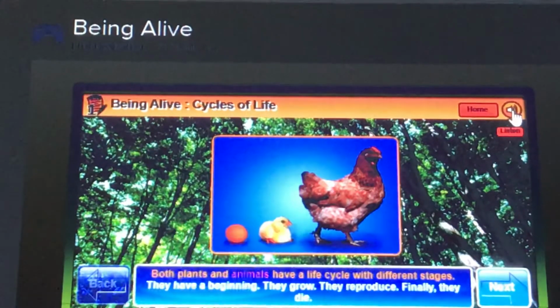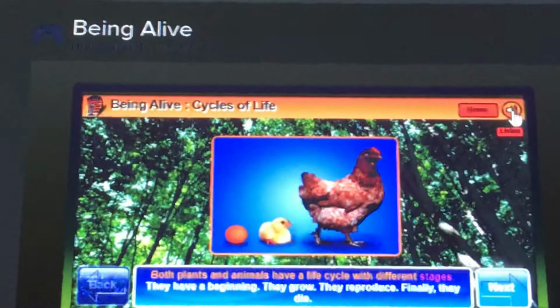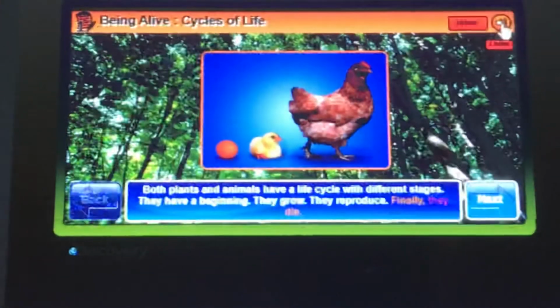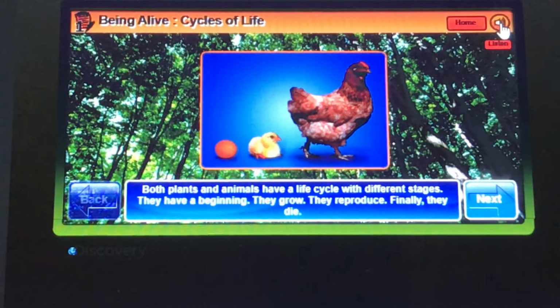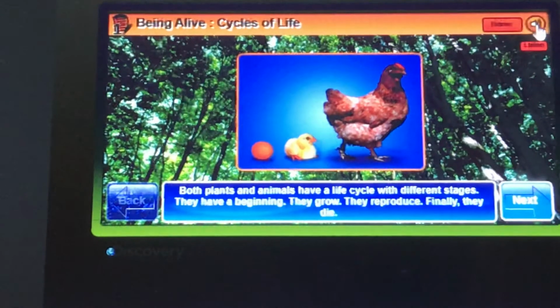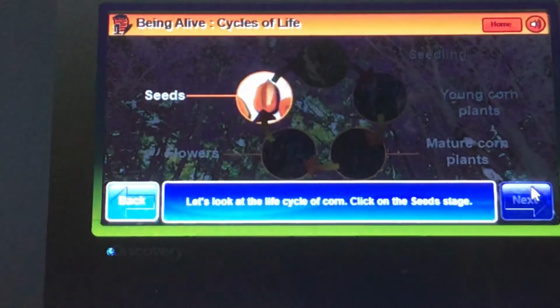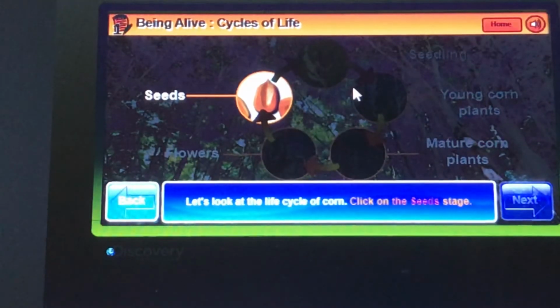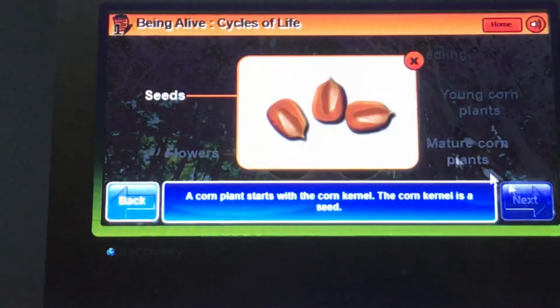Both plants and animals have a life cycle with different stages. They have a beginning, they grow, they reproduce, and finally, they die. Let's look at the life cycle of corn. Click on the seed stage. A corn plant starts with a corn kernel. The corn kernel is a seed.